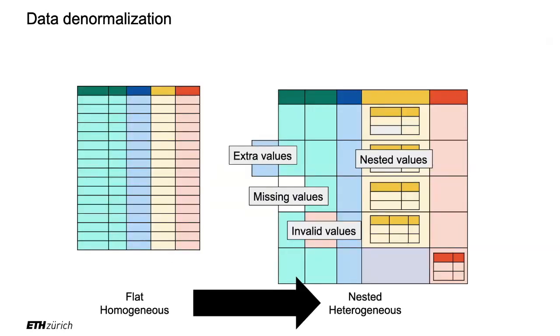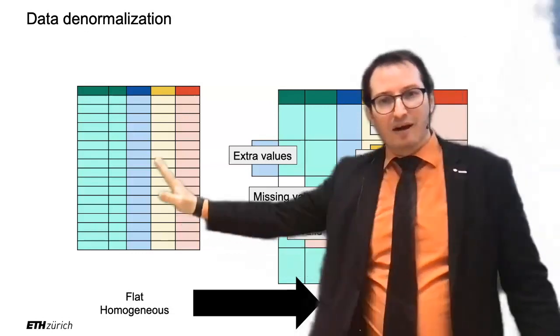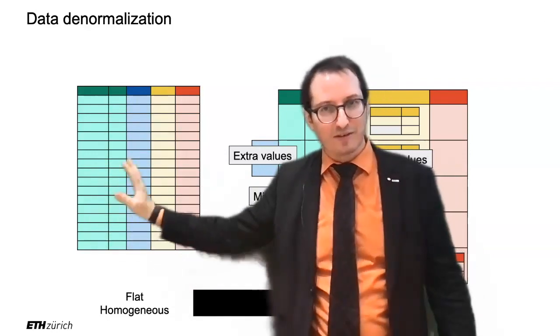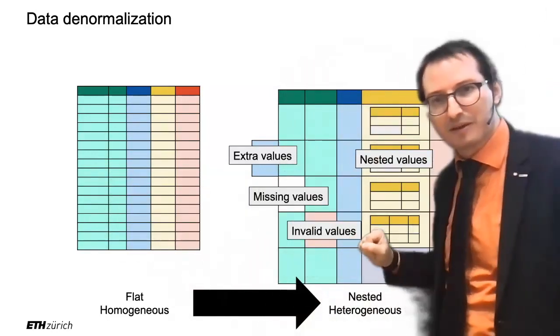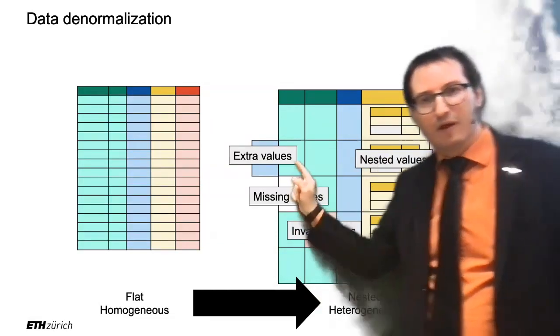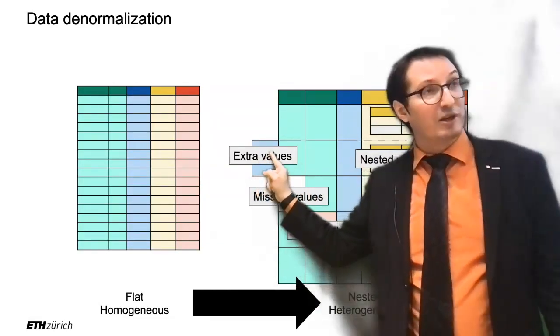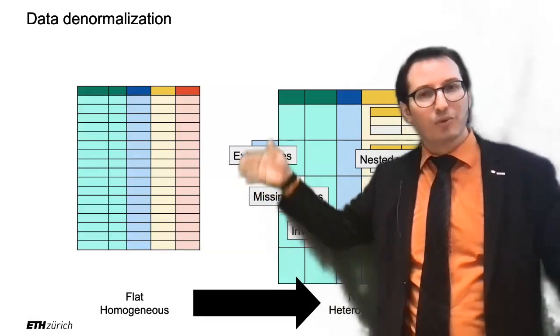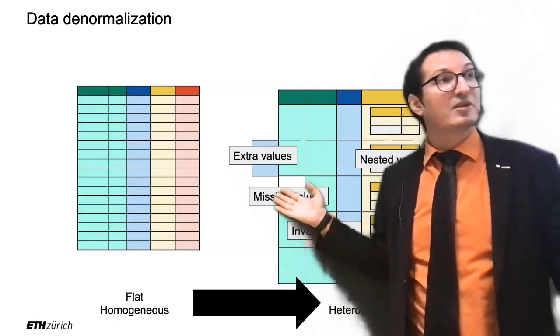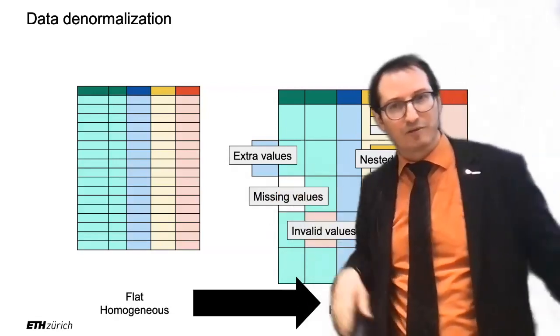So what am I actually doing if I have this? This is a very important slide. It pretty much summarizes what we get into when we denormalize the data. We basically have these flat homogeneous tables, which is what you get if you have all three constraints, the relational database systems. And if you denormalize data, these things are going to happen. You're going to have extra values. In one of the tuples, you're going to have a new attribute that you didn't see elsewhere that is associated to a value. You're going to have a missing value. An attribute is just missing in one of the records.